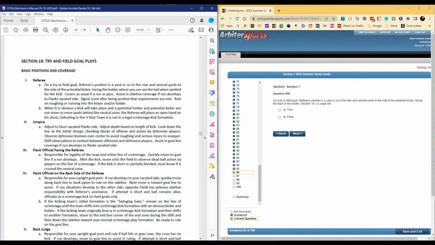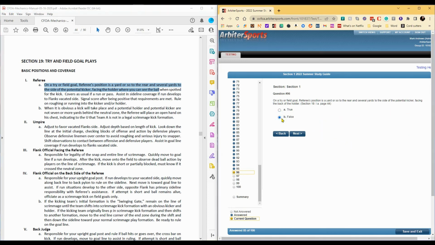Question 96. On a try or a field goal, referee's position is a yard or so to the rear and several yards to the side of the potential kicker, facing the back of the holder. And we see in the mechanics manual, on a field goal or try, referee's position is a yard or so to the rear and several yards to the side of the potential kicker, facing the holder, where you can see the ball when spotted for the kick. Yes, so this is false. He says facing the back of the holder.